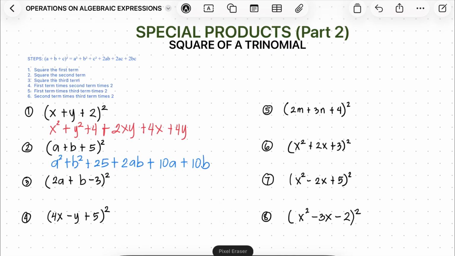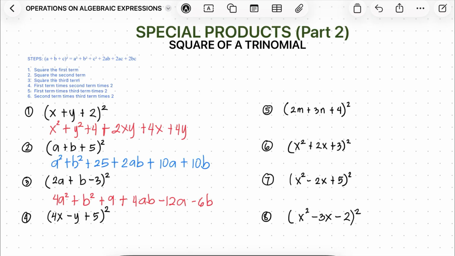10b. Next one, 2a times 2a, so that's 4a squared. Next is b squared. Square the third term, that will be negative 3 times negative 3, that's positive 9. Then we have 2a times b, that's 2ab, and multiply the answer by 2, so that's 4ab. Next one would be 2a times negative 3, that's negative 6a, and times 2, that will be negative 12a. And lastly, b times negative 3, that's negative 3b, times 2, that's negative 6b.